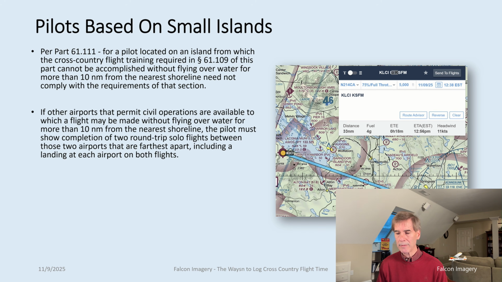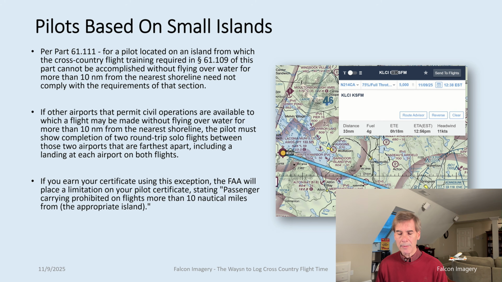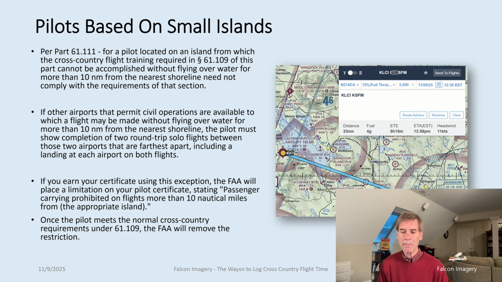So if you're going from, let's say, an airport that's located in St. Thomas to maybe one in St. John's, I don't think there's an airport there, but if there was, and it's within 10 miles of water distance, you'd be required to fly at least 2 flights there and land at those 2 different islands. Now, if you earn your pilot certificate using this exception, the FAA will place a limitation on your pilot certificate stating passenger carrying prohibited on flights more than 10 nautical miles from the appropriate island. Now, once the pilot meets the normal cross-country requirements under 61.109, the FAA will remove that restriction from the pilot certificate.